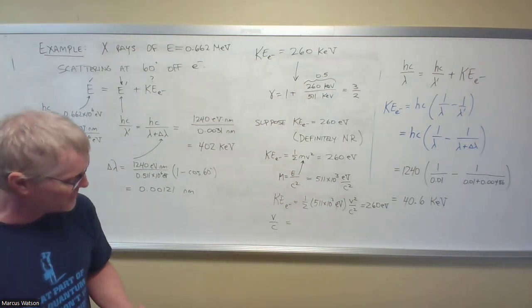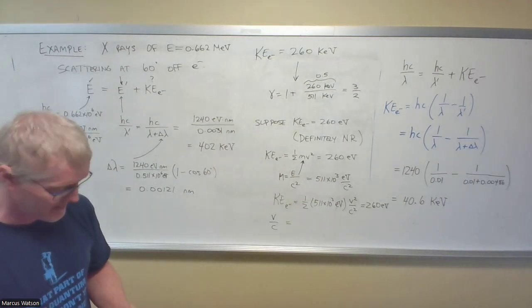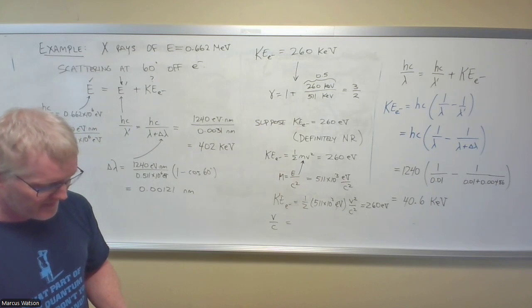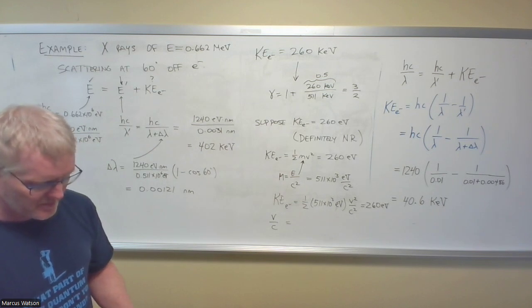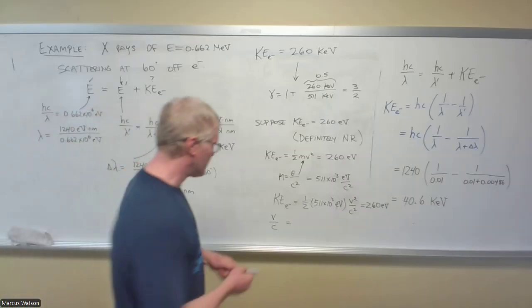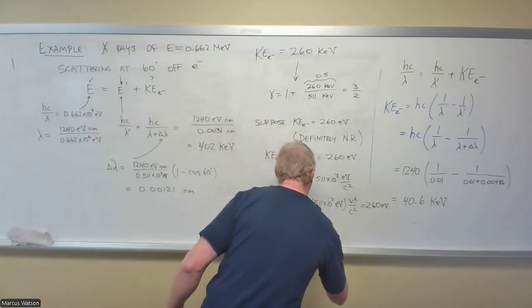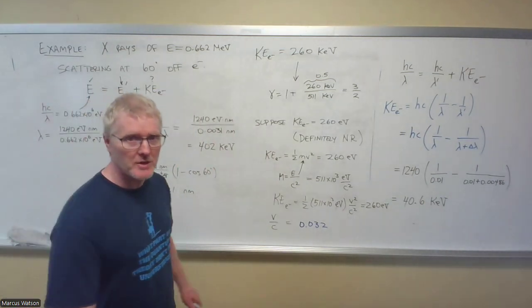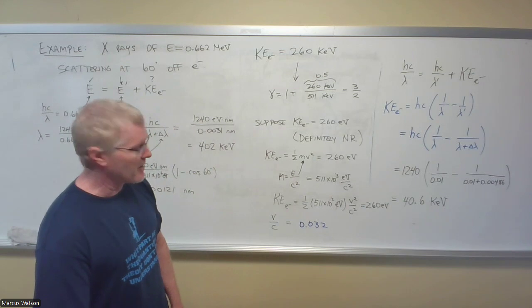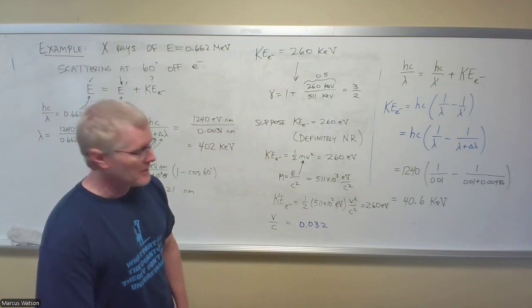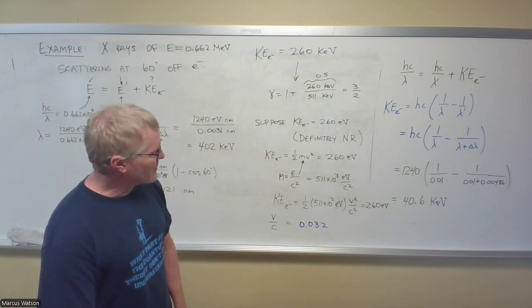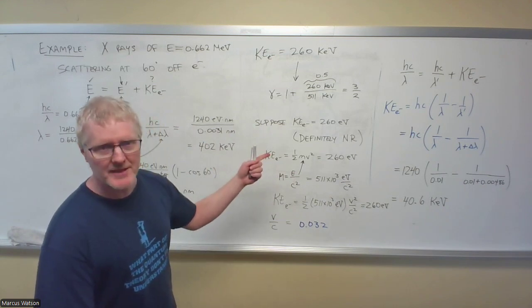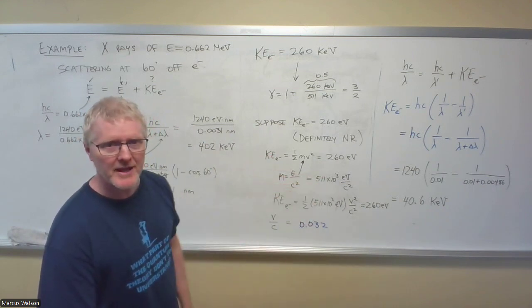So let's go ahead and do something like that real quick. This is going to be 260 times 2 is 520 divided by 511,000. And now I want the square root of that number. Square root. And this is 0.032. Okay, it is unitless because it's a v over c ratio. But this is telling you that it's going 3% light speed, rather than 30% light speed, which was what the 40 keV was doing.